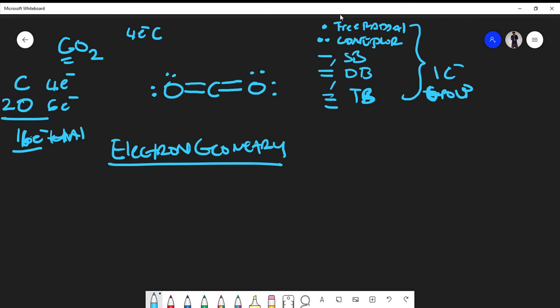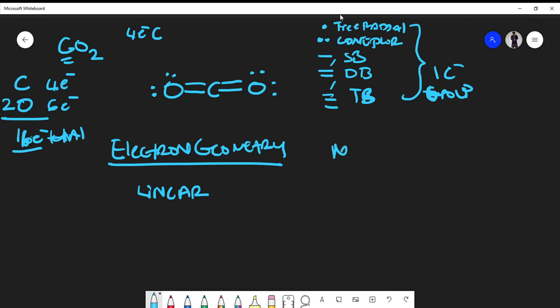So we only have two electron groups, right? Because we're counting groups now, it's different. 2 electron groups. So because we have 2 electron groups, the electron geometry here would actually be linear, right? And we get that straight from the table.